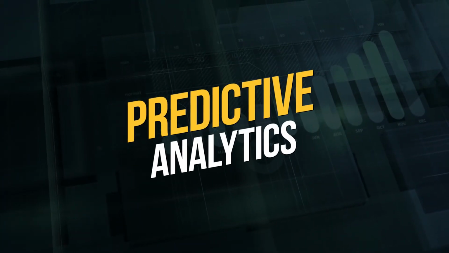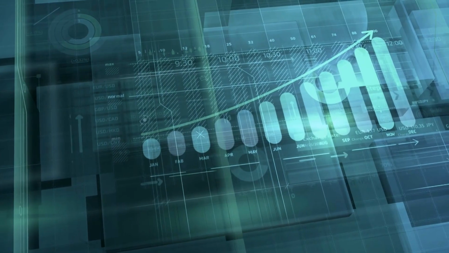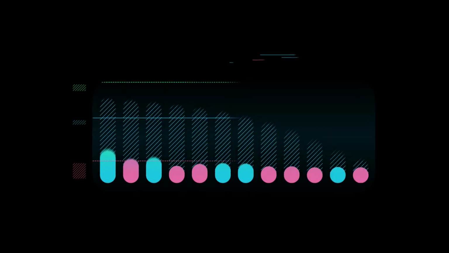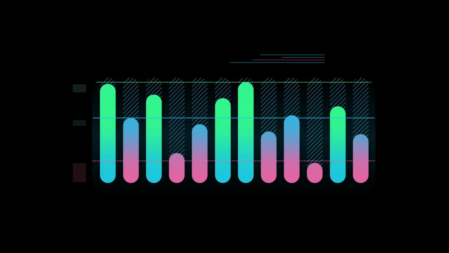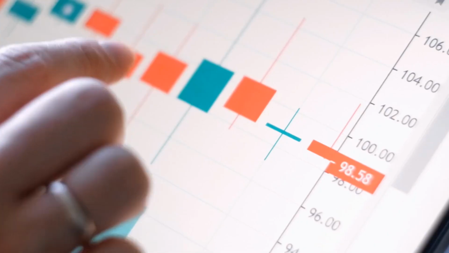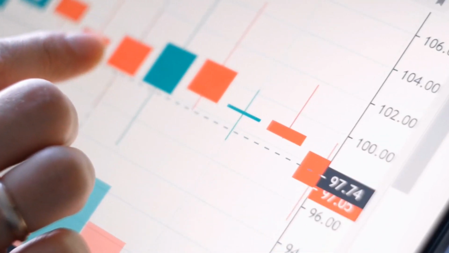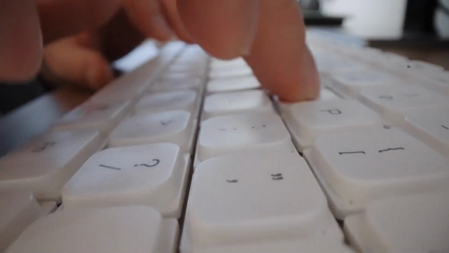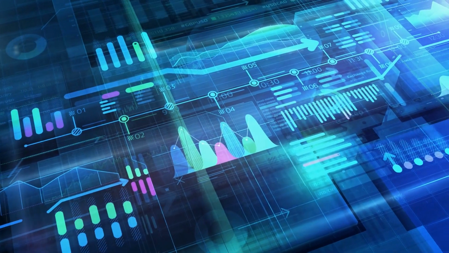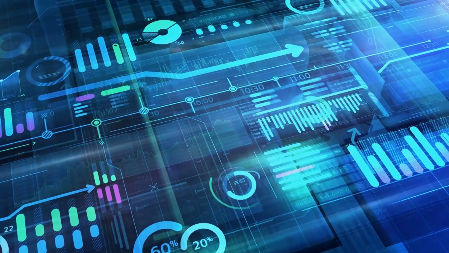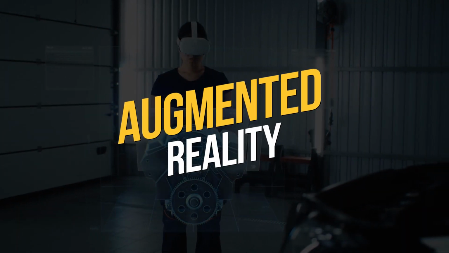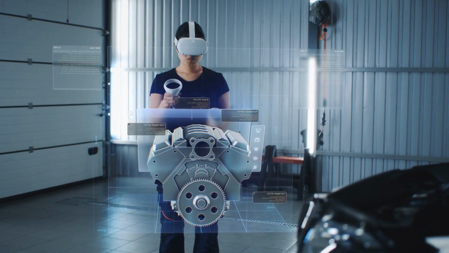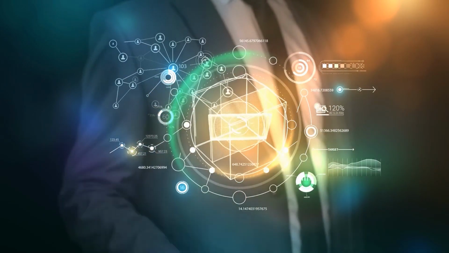Predictive analytics. Predictive analytics is another powerful tool for retailers. By analyzing data from various sources such as sales, social media, and weather forecasts, retailers can predict future trends and make more informed decisions about inventory, marketing, and pricing. Predictive analytics can also help retailers identify which products are likely to sell best in specific locations or at specific times.